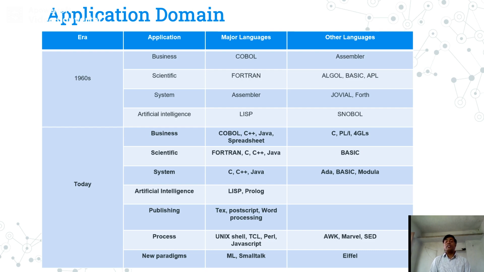We are using major languages Lisp, Prolog, and in publishing type applications, we are using text, like LaTeX, TeX Studio is the tools where text language is used, PostScript, word processing. And in process type of application, they are using Unix shell, TCL, Perl, JavaScript, and other languages AWK, Marvel, SCD. And new paradigm comes under ML, Smalltalk, and FL.